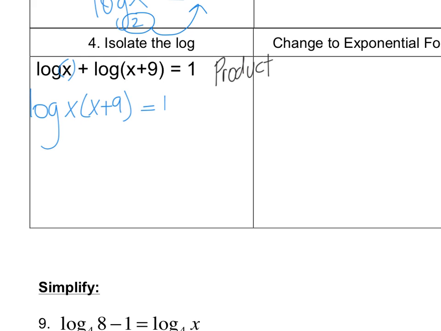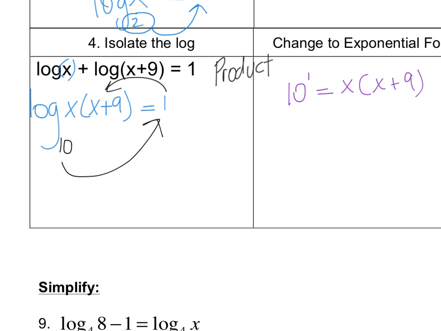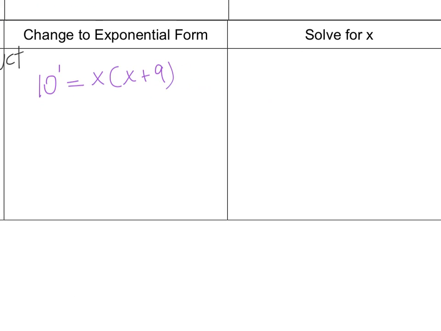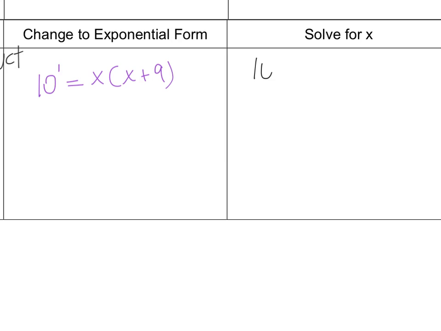Now, I need to change it to exponential form to be able to solve this. So I look at the base. Since there's no base written, the base is 10. So 10 to the power 1 is equal to x times x plus 9. Let's write that down. 10 to the power 1 equals x times x plus 9. Now to solve this, we have to distribute the x. So 10 is equal to x squared plus 9x. So I had to distribute that.